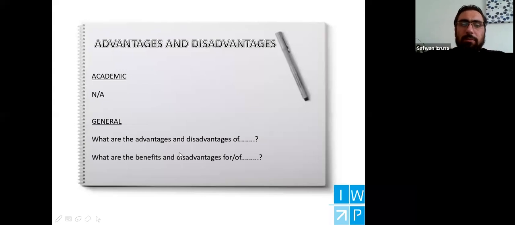So here we have advantages and disadvantages. Okay, so you'll just be given a situation here, and asked about the advantages and disadvantages. What are the benefits and disadvantages? Or you might be asked, are the advantages more than the disadvantages? So it's not outweigh, it's just more than. Are they more or are they less?